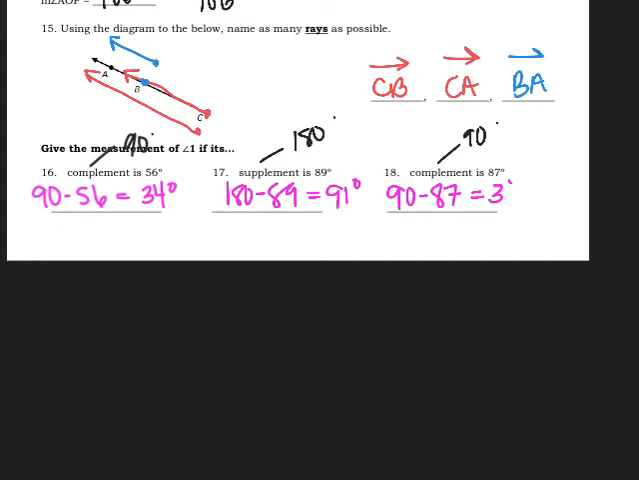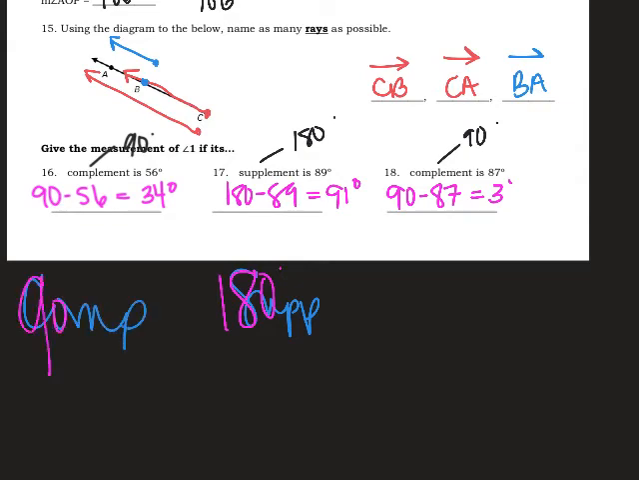Remember, the S turns into an 8 for supplementary. It turns into an 8. And then for complementary, that C turns into a 9. Okay? All right, last page, guys.